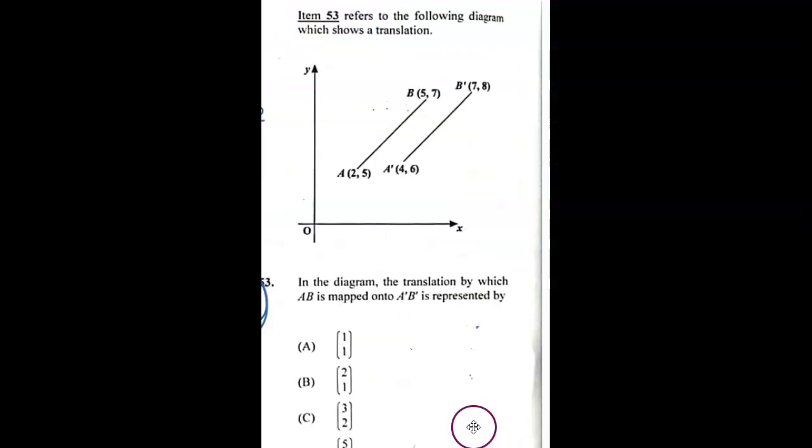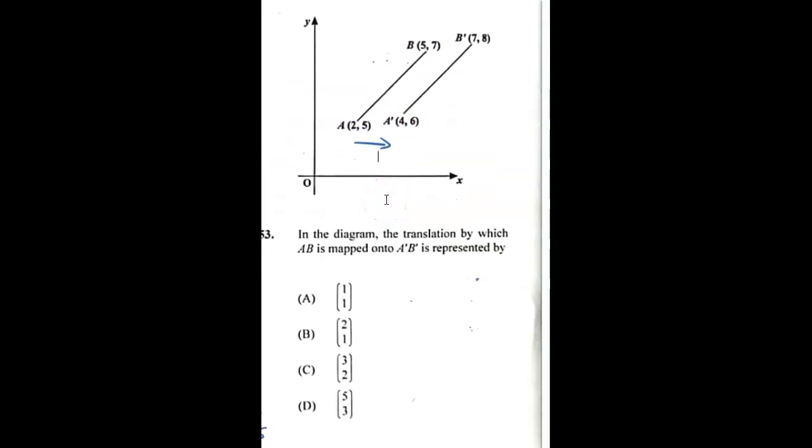So 52 is A. Number 53 now says that we're speaking about a translation, right? We have AB here going across to A dash B dash. In the diagram, the translation which maps AB to A dash B dash is actually, let's see, I went from 2 in the x to 4, so it looks like it's adding 2 at the top, and I went from 5 to 6, so it's y at the 1 at the bottom. So it may be 2, 1, just checking over, yes. If I apply this translation to this point here, I will get this point. So 2, 1 is my answer, which is B.